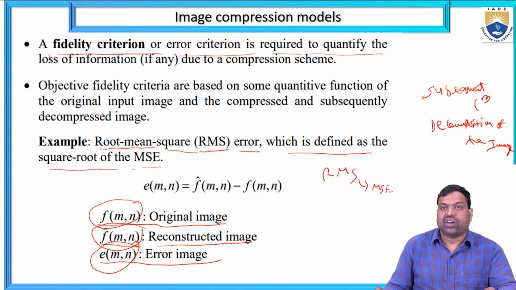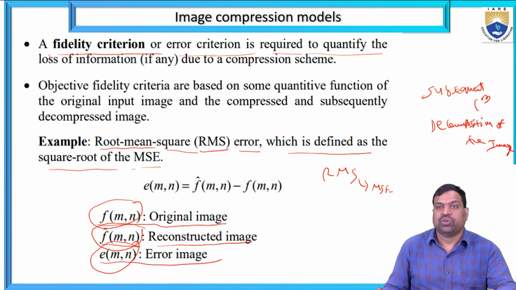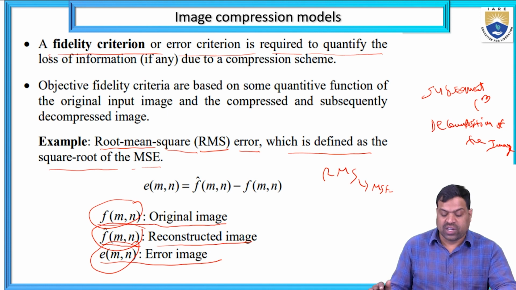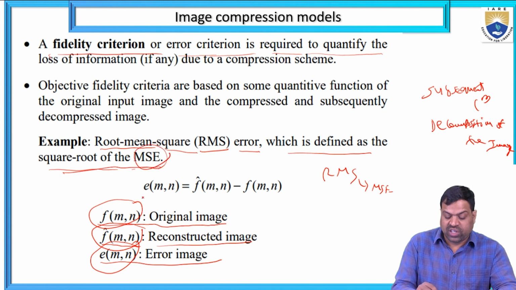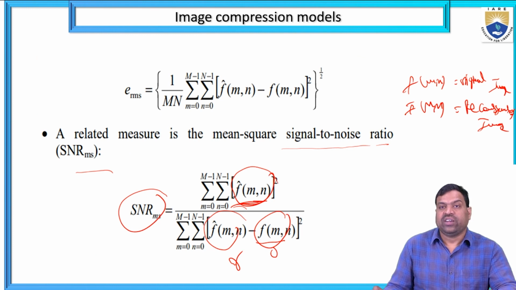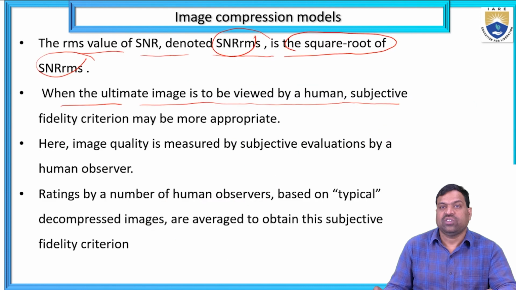A fidelity criterion or error criterion is required to quantify the loss of information in any compression scheme. Objective fidelity criteria are based on some quantitative function of the original input image and the compressed and subsequently decompressed image. The root mean square error is the square root of MSE. The error e(m,n) equals the reconstructed image minus the original image. The RMS error is equal to [1/(MN) times the sum over m from 0 to M minus 1 and n from 0 to N minus 1 of (f'(m,n) minus f(m,n)) squared] to the power 1/2. It is related to the signal to noise ratio SNR, and the RMS value of SNR is denoted as SNR RMS.